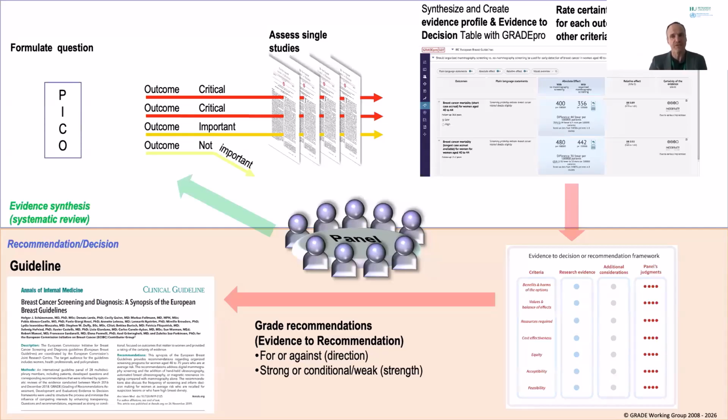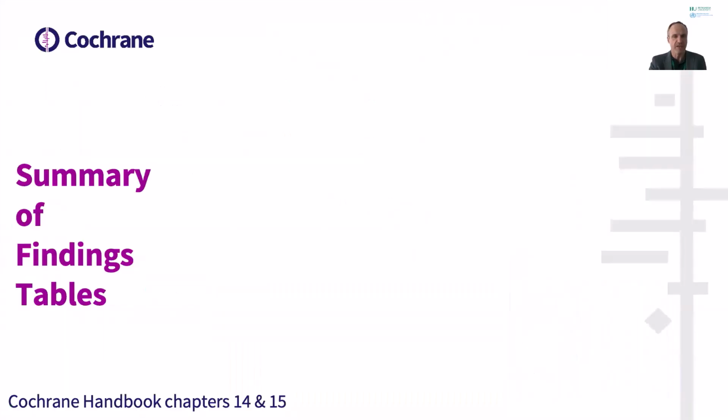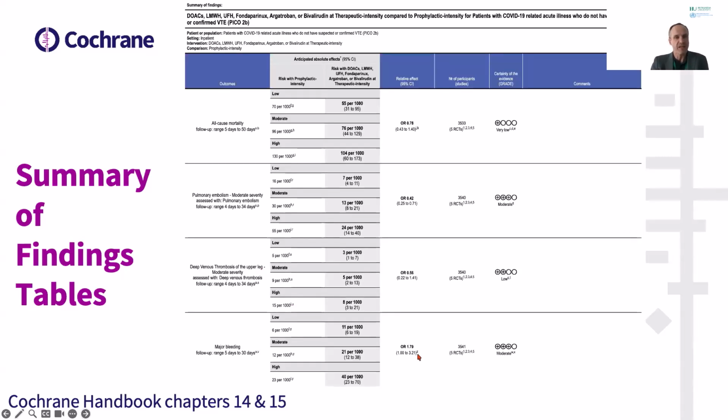And a strong encouragement to those who are listening today to always check in with potential decision makers when we do reviews in order to make sure that they are actually relevant. But as I said, GRADE's first major contribution in the context of Cochrane was the summary of findings table. And here is an example of a summary of findings table, which of course is described in the Cochrane Handbook chapters 14 and 15. Here's an example of an elaborate summary of findings table.